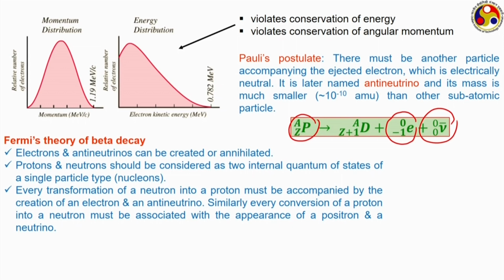And the third point that we can get from Fermi's theory is that every transformation of a neutron into a proton must be accompanied by the creation of an electron and an antineutrino. Similarly, when you are having the reverse process, that is a proton getting converted to a neutron, that also must be associated with the appearance of a positron, which is the opposite particle of the electron, and a neutrino, or it can also correspond to the disappearance of one electron and the antineutrino. And this now should be the correct way of representing beta decay.